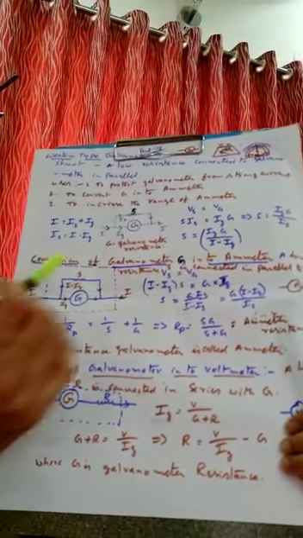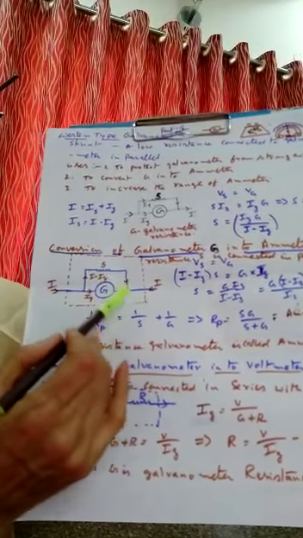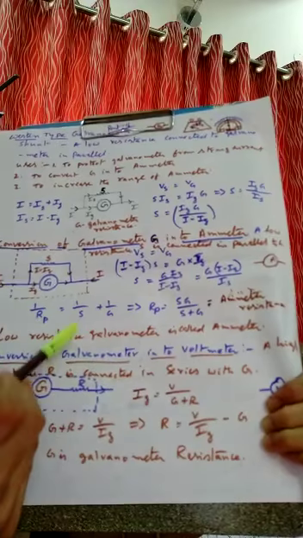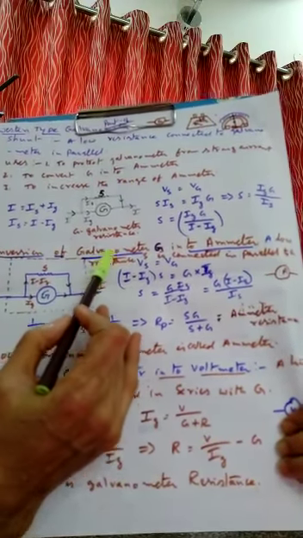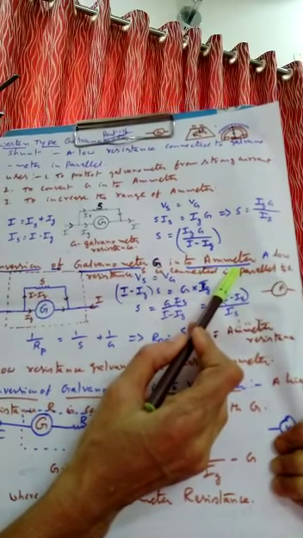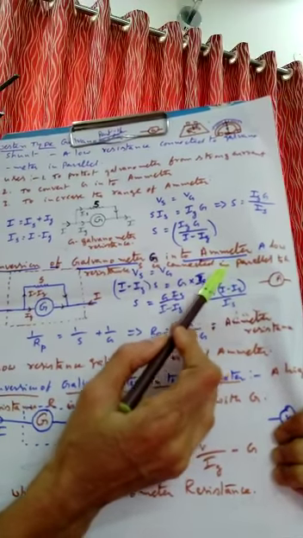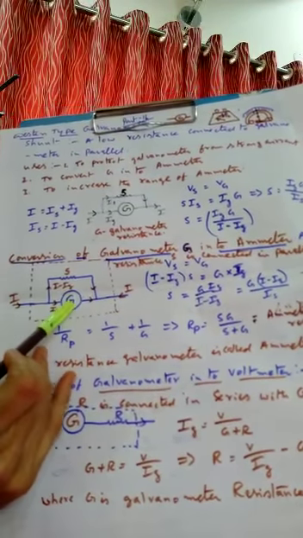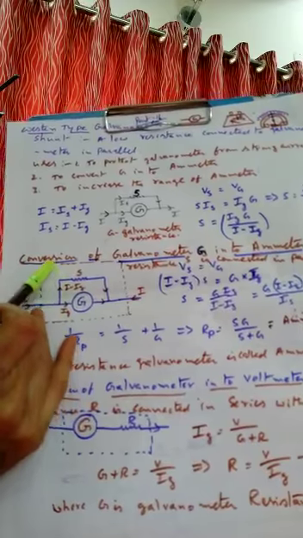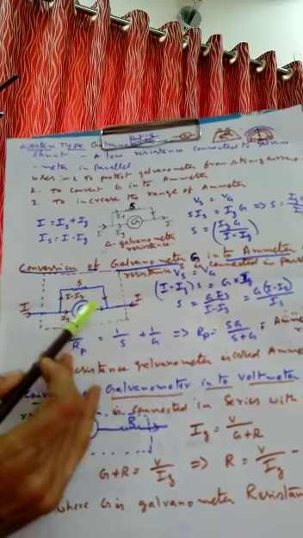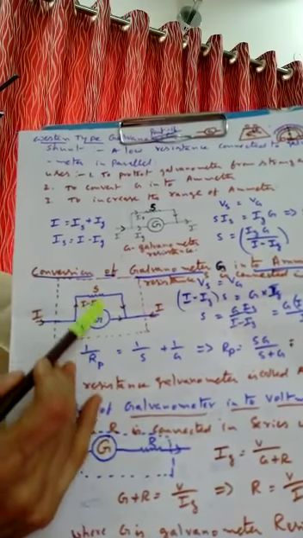Now, how do you convert it? I am discussing very important topics, students, please follow carefully. How do you convert the galvanometer into an ammeter? Every year this question comes. Very simple. A low resistance shunt is connected in parallel to the galvanometer. This diagram will act as an ammeter. The shunt is connected in parallel to the galvanometer.